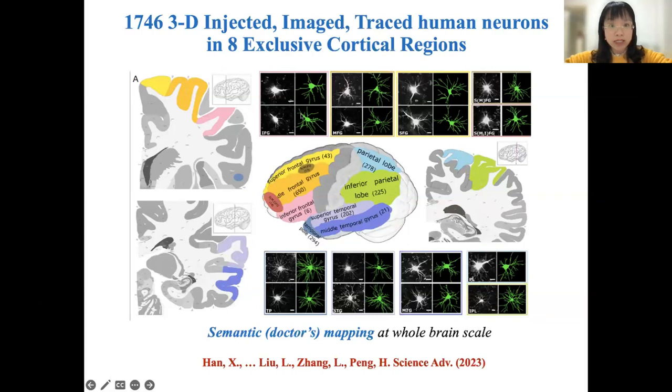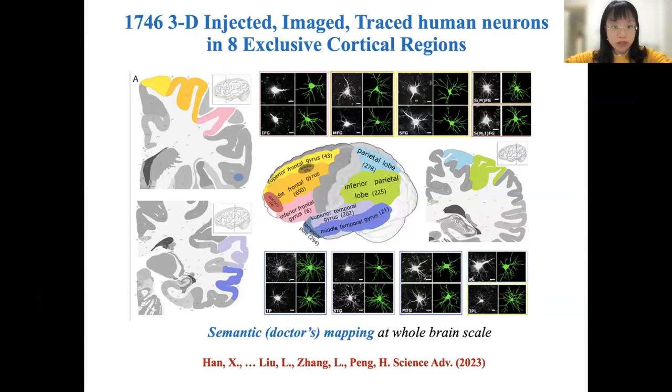We can clearly see these structures from the FG, MFG, and SFG, and also other brain regions. They show distinct structures. We can see the dendritic length and the stem branches are quite different. This is the doctors' mapping of all these neural structures back to the whole brain level. We collected 8 exclusive cortical regions and also some 2 brain regions, collected together. So this is the doctors' mapping.